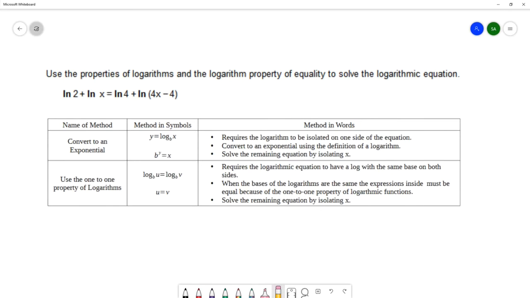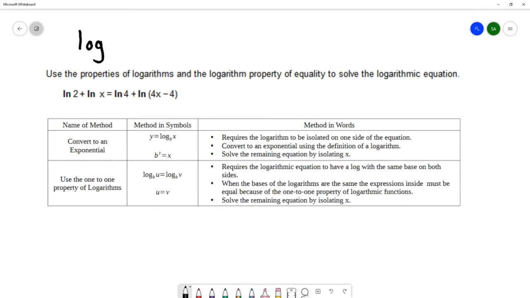So we're close to being able to use this property of equality, but we're not quite there yet. Before we use that property, we need to use some of the other properties of logarithms in order to condense the expression down to a single logarithm. The property that we're going to use is called the product rule for logarithms, and it follows this format.